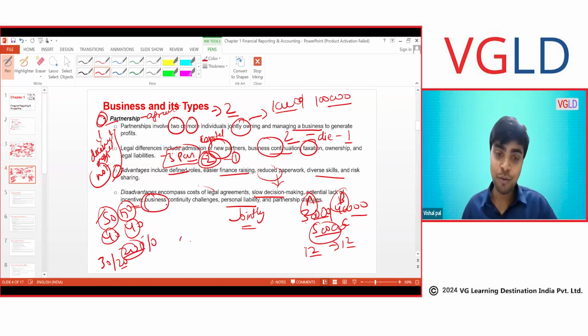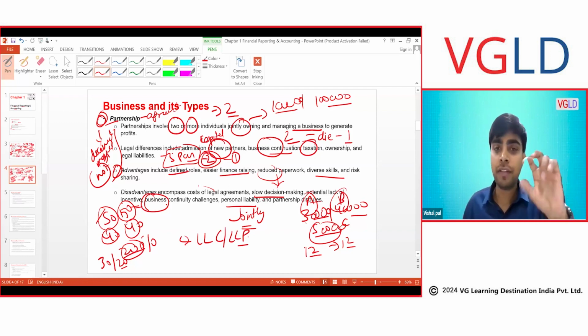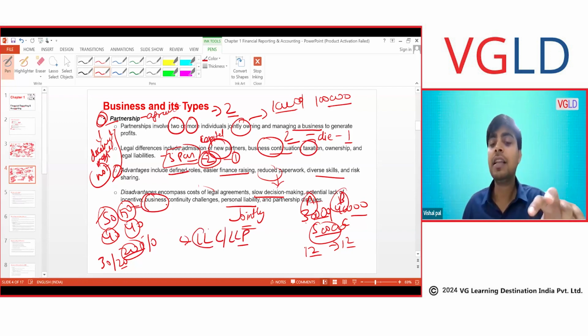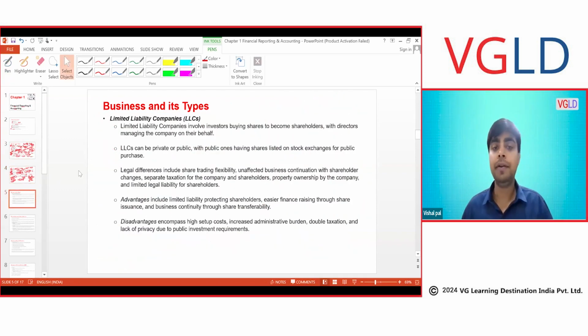There is a solution though, that is a limited liability company or limited liability partnership. Though limited liability partnership is not part of this subject right now, we will be majorly covering company, but the parameters are the same. Okay, so with this, I hope partnership and sole trader is clear. Any doubt, do let me know.